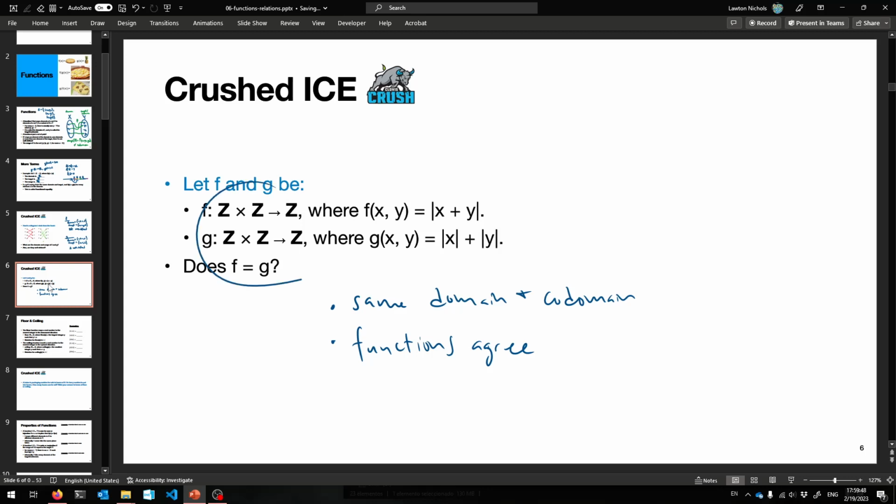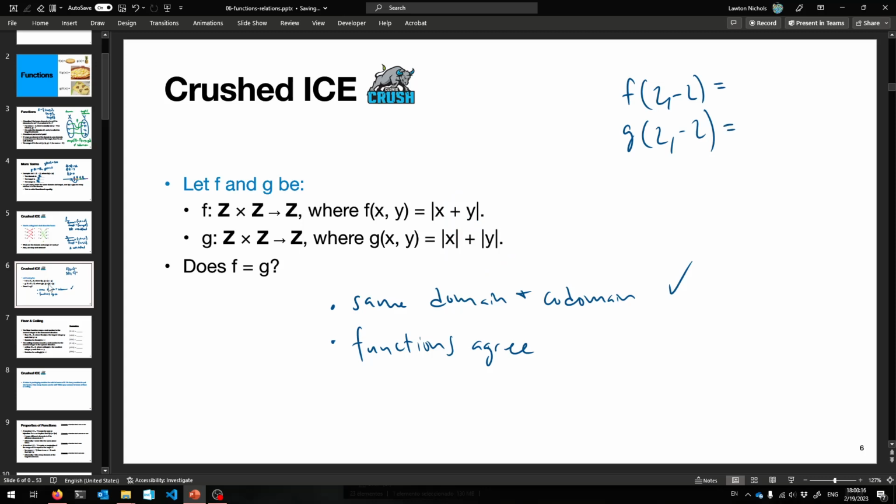So do these have the same domain and codomain? Yeah, they're both taking a pair of integers to a single integer, so that's cool. But do the functions agree? I don't think it should take you that long to find a counterexample, but if you call f on 2 and negative 2, and you call g on 2 and negative 2, the plus is done before the absolute value in f, and the absolute value is done before the plus in g. That difference is going to affect the outputs.